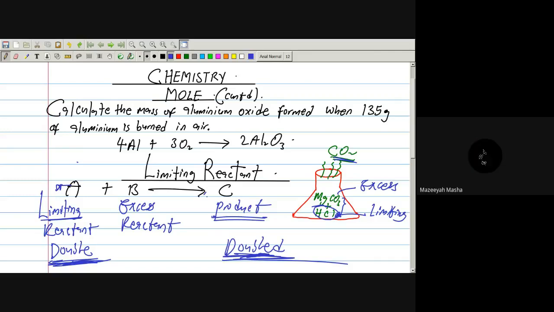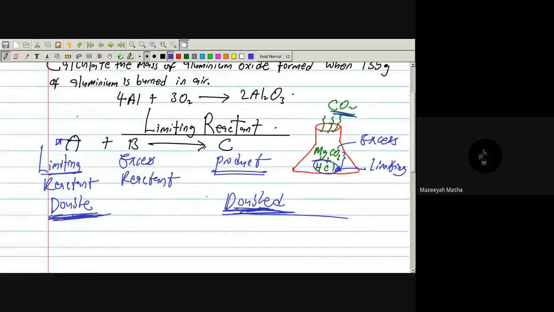But what if they give you questions on it? At your GCSE level, you can't solve questions on limiting reactant. It's above you. Let me show you something. Hold on.